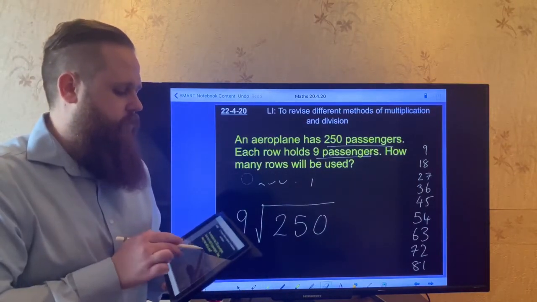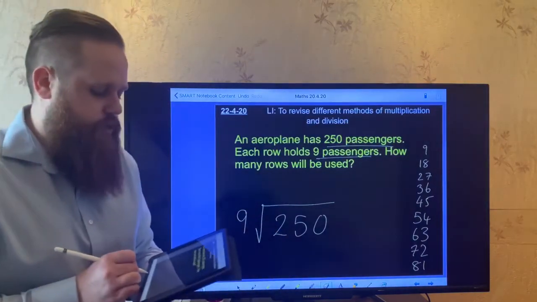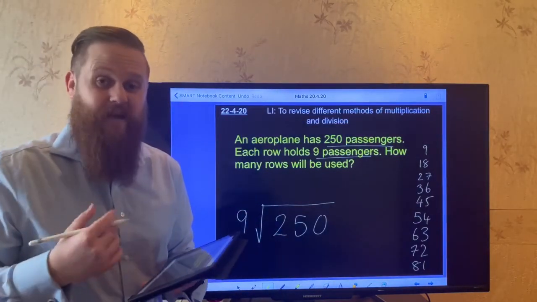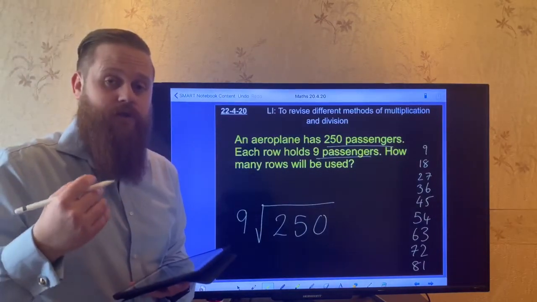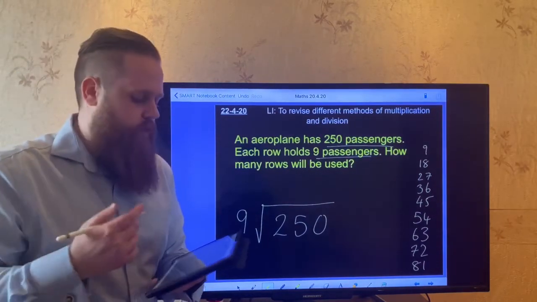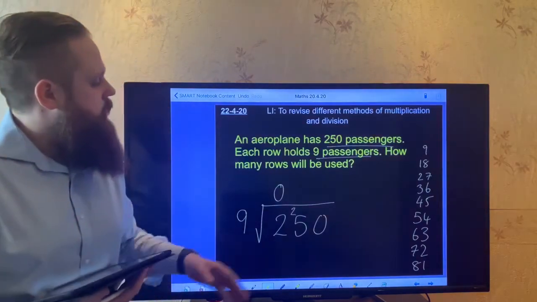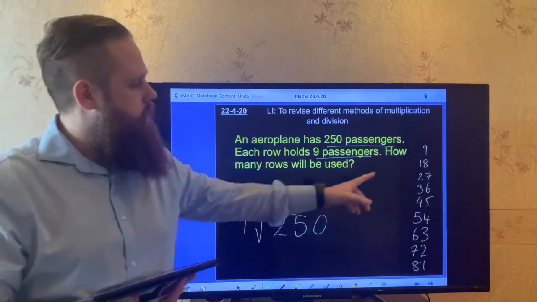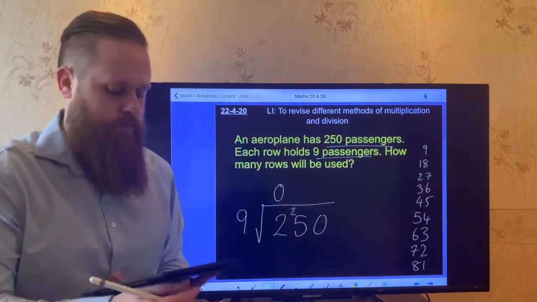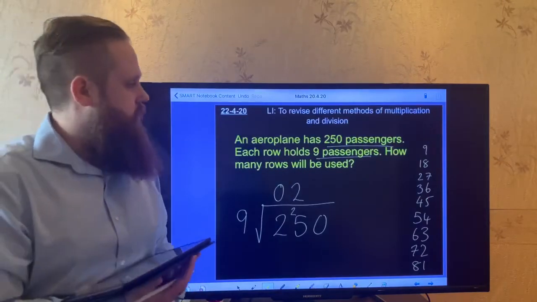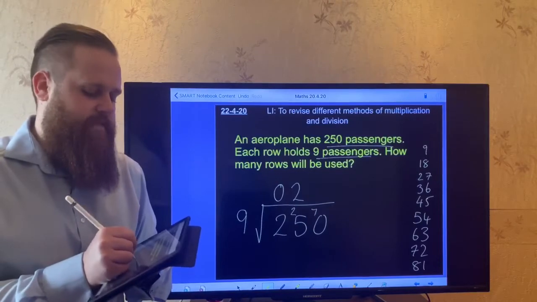Okay then, let me rub out this so we've got a little bit more space. How many times does 2 go into 9? Well, how many times does 9 go into 2? Equally it doesn't. 2 divided by 9 is not going to leave me with a whole number. So I'm going to put a 0 and carry my 2 across. 25 divided by 9. Well, 25 is here between 18 and 27. So it's 2, with a remainder going from 18 to 25 of 7.